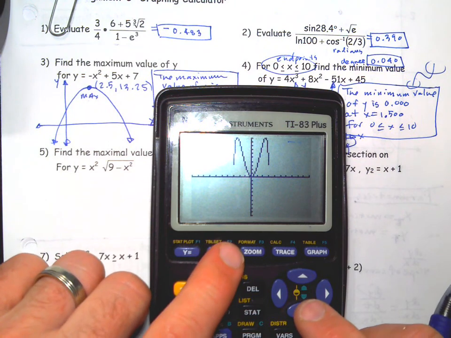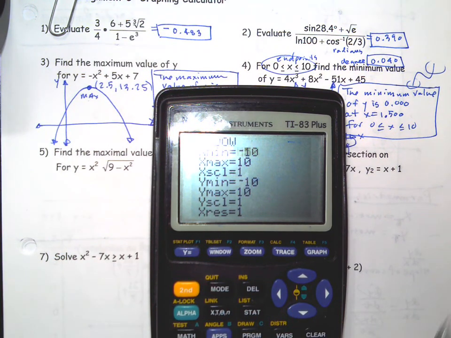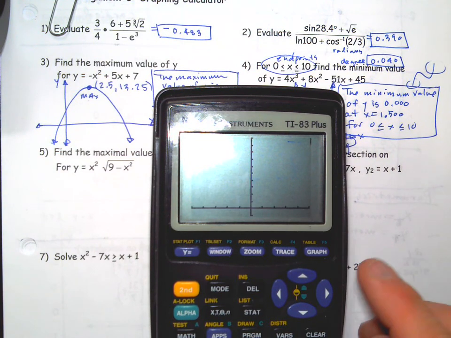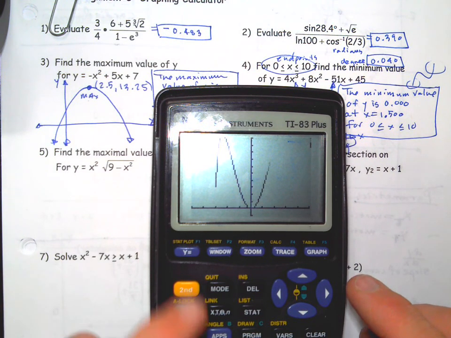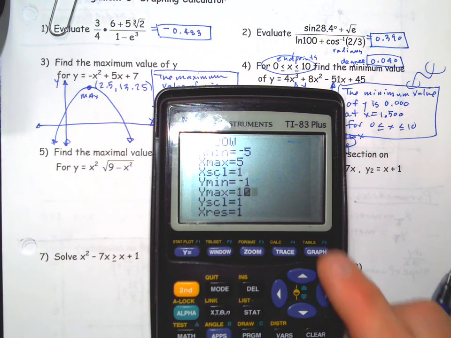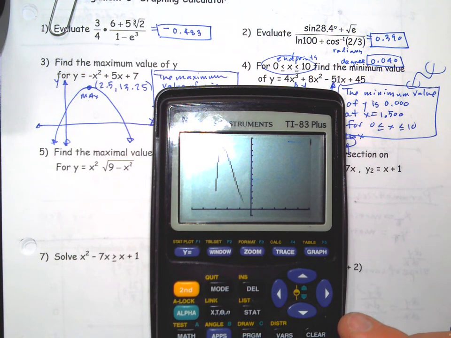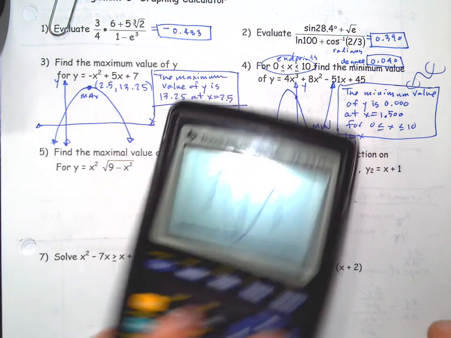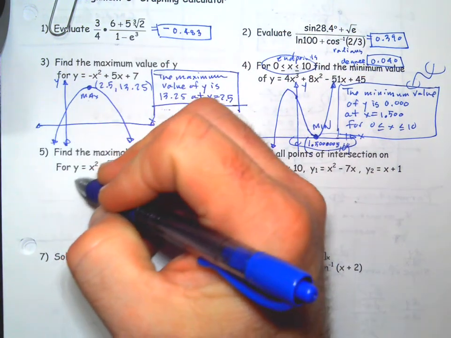Now we can make this graph better by saying -5 to 5, -1. This is a little better. Probably make the y's a little bigger, 12. There you go. I don't want to see stuff. So that's the graph. So let's sketch it.